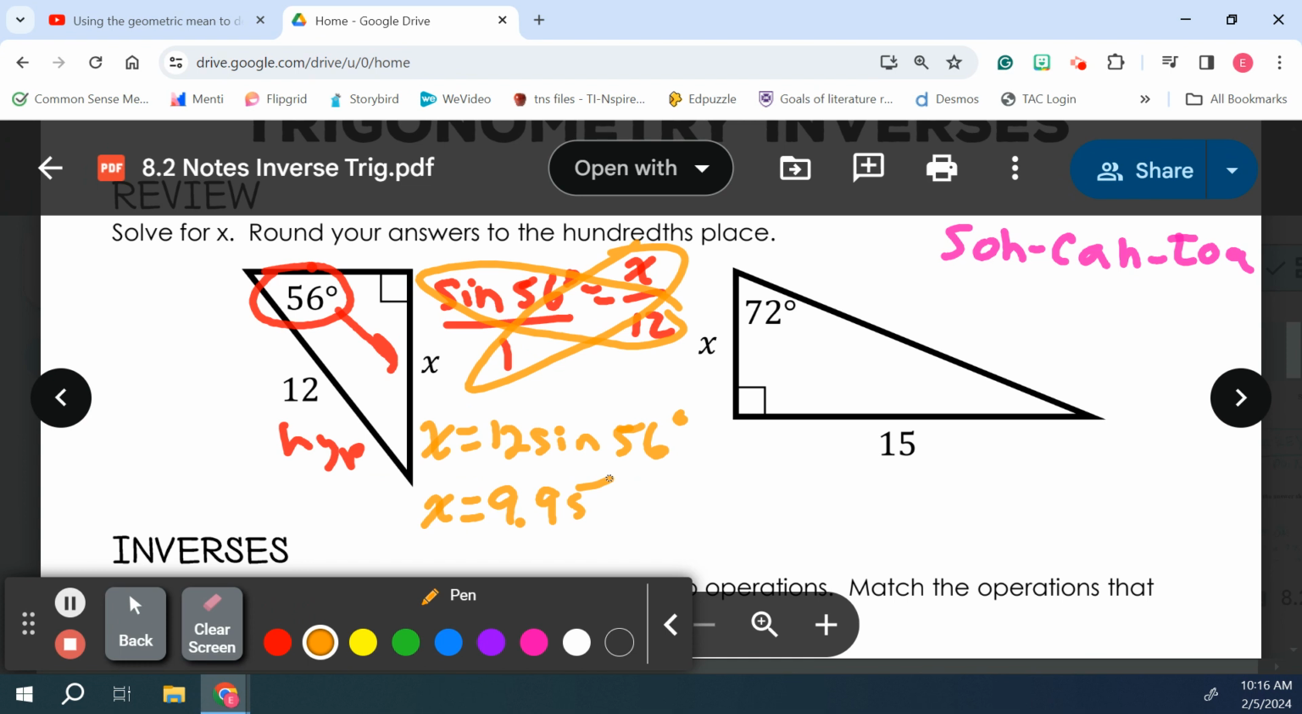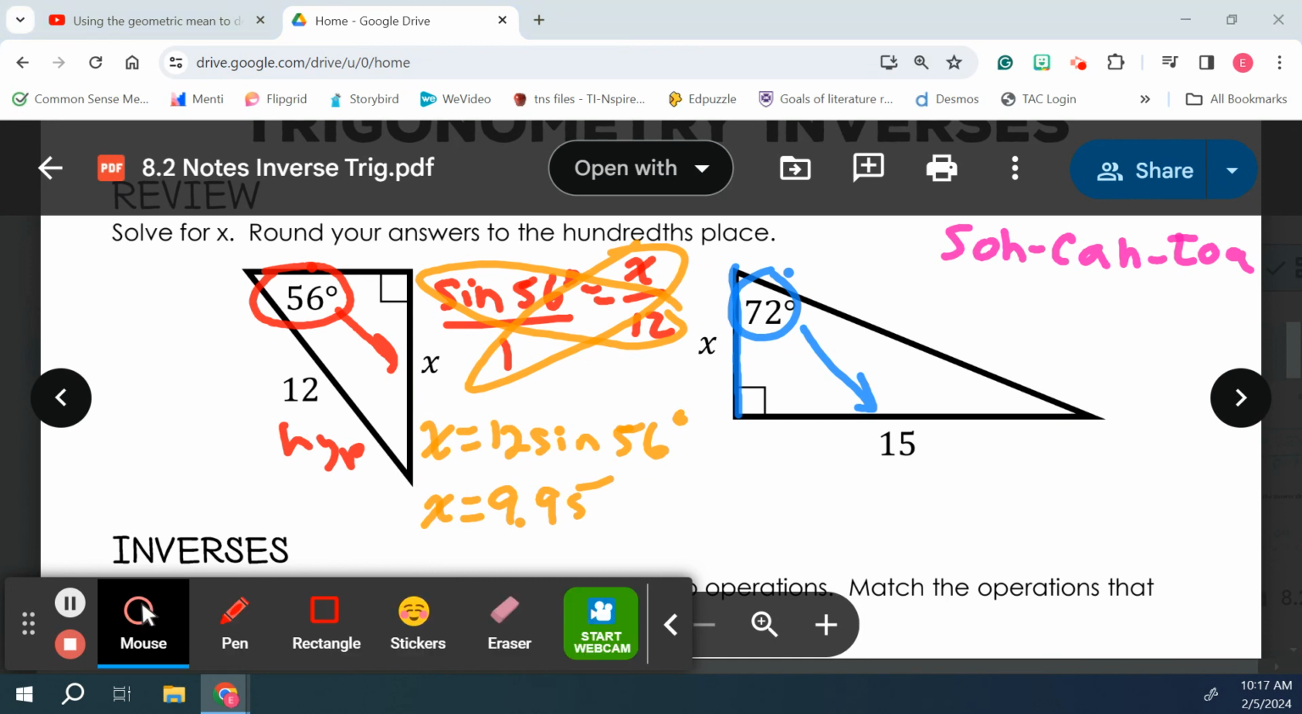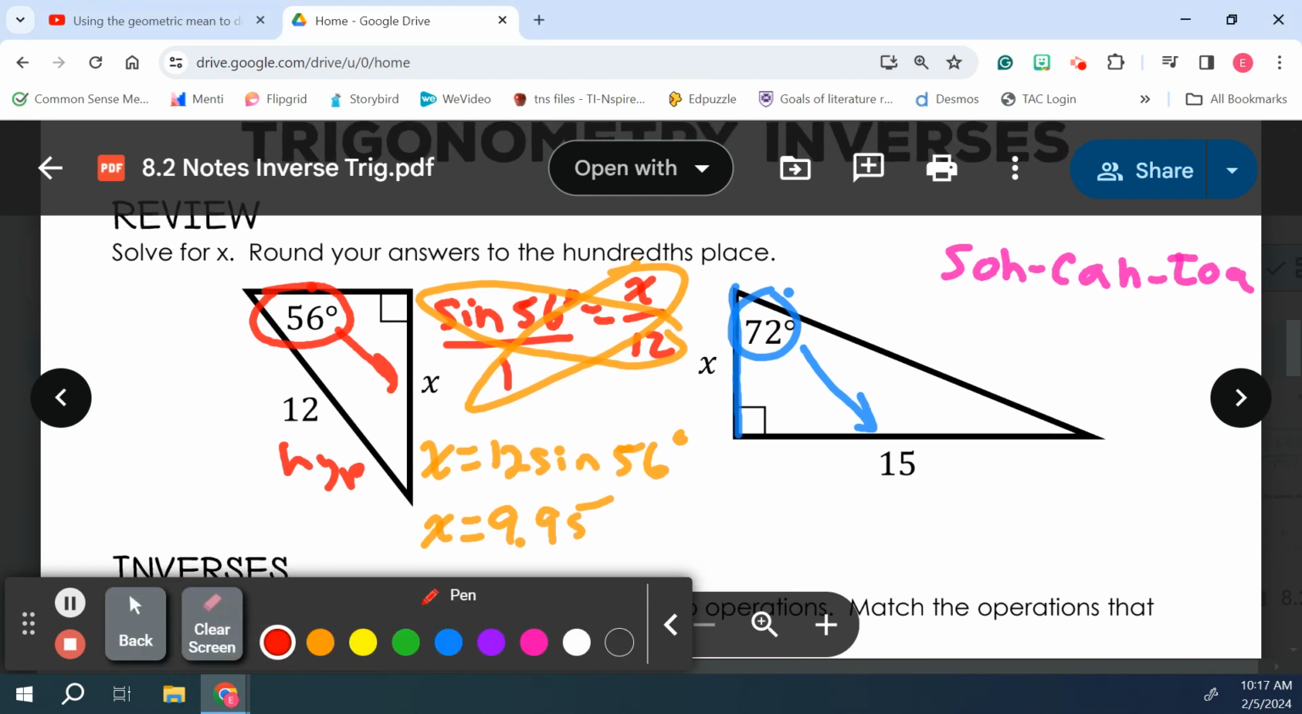All right, who has this one? Well, first off, what did we use? So we have this, and we have this. So what do we use here? Sine, cosine, or tangent? Connor, sine, cosine, or tangent? All right, so we use the tangent. Very good. Tangent of 72 degrees equals the opposite 15 over the adjacent x.